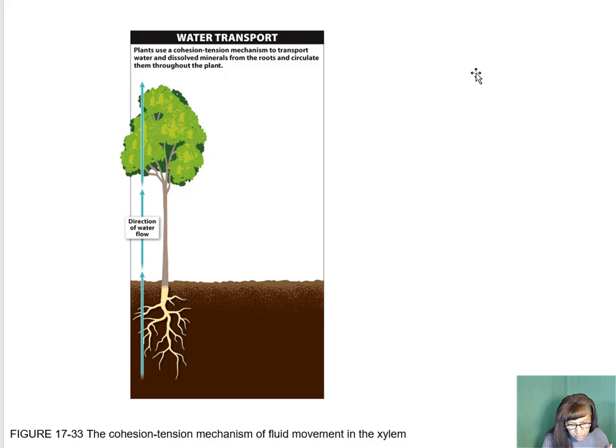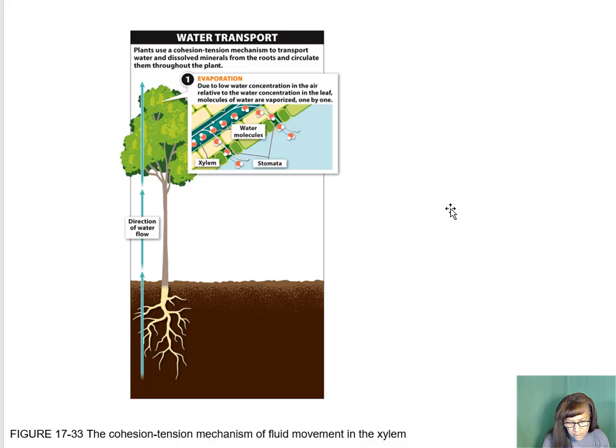And so we have this direction of water flow that has to get from the ground, the roots, all the way up, say 300 feet. Just think of a sequoia, how water is getting to the top of those leaves. The direction has to go from the ground up, and there is no pump. So this is how it happens.